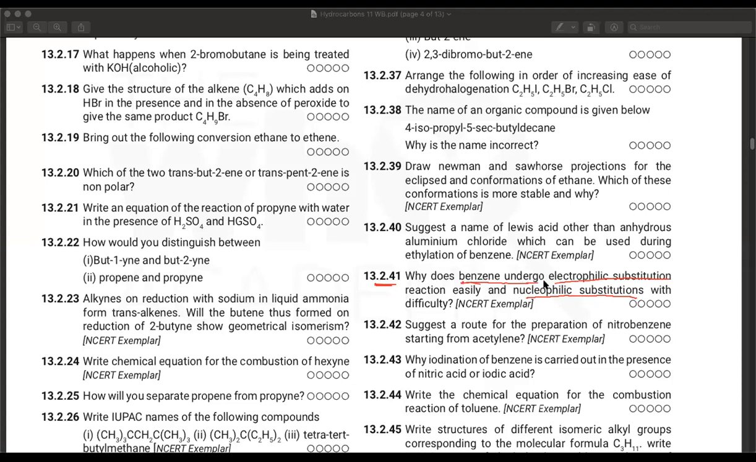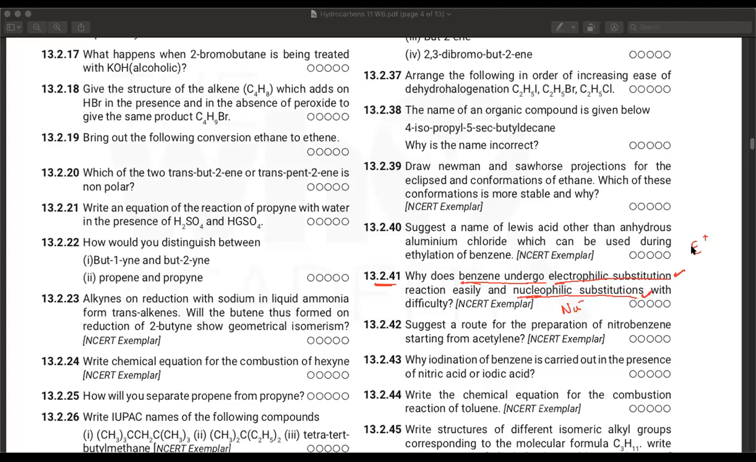Why does benzene undergo electrophilic substitution easily, but not nucleophilic substitution? Think about it. First answer: what is the difference between electrophilic substitution and nucleophilic substitution? Electrophilic substitution takes electrons, and nucleophilic substitution donates electrons. Right. So in one case the substituent is an electrophile, and in the other case the substituent is a nucleophile.